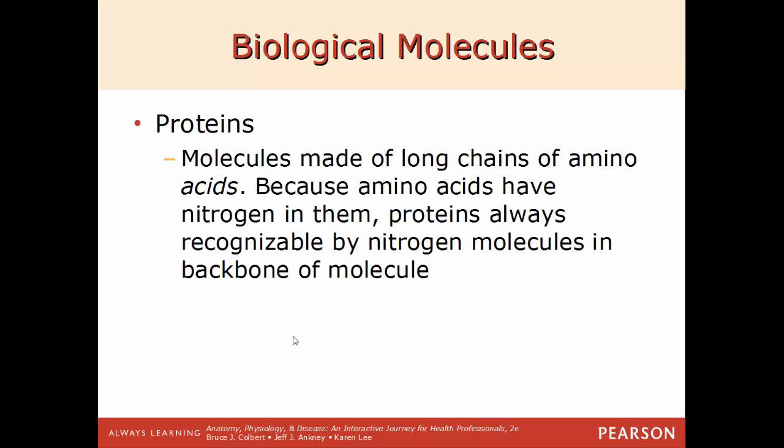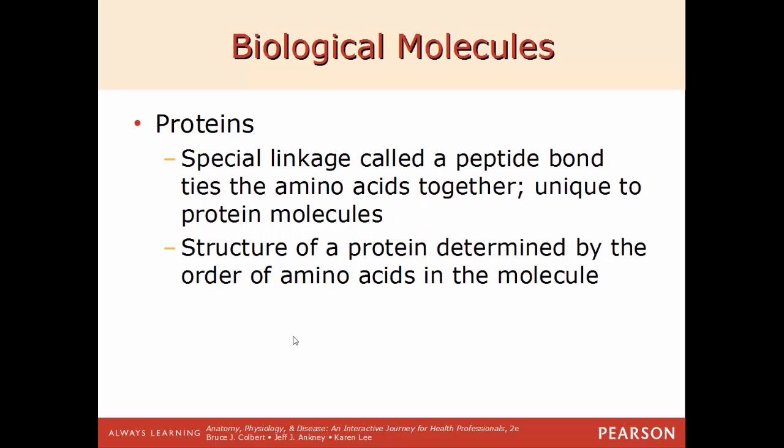Next, move on to proteins. These are going to be long chains of amino acids. And because amino acids have nitrogen in them, proteins are always going to be very recognizable by these nitrogen molecules. They usually are the backbone of a molecule. And these amino acids are bound to each other by a special link called a peptide bond. This is unique for protein molecules only.